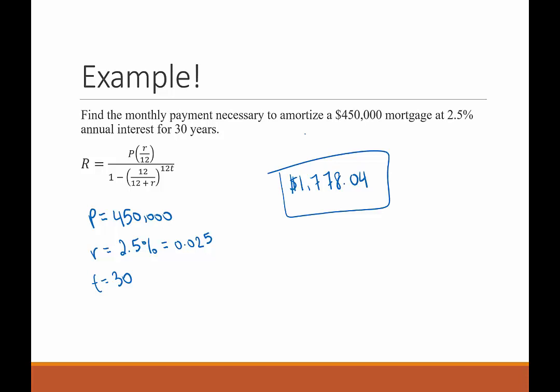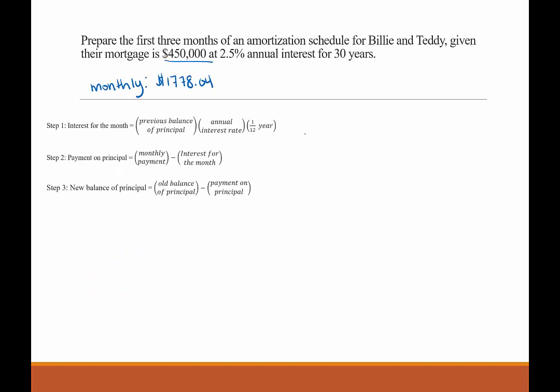Okay, so we're going to look at the example where we have a $450,000 mortgage at 2.5% interest for 30 years. In that previous video I mentioned, the monthly payments were $1,778.04. So that's what we want to remember. And let's figure out in the first few months of this loan, how much is going towards interest and how much is going towards principal. So we're going to prepare the first 3 months of an amortization schedule for Billy and Teddy, given this information.